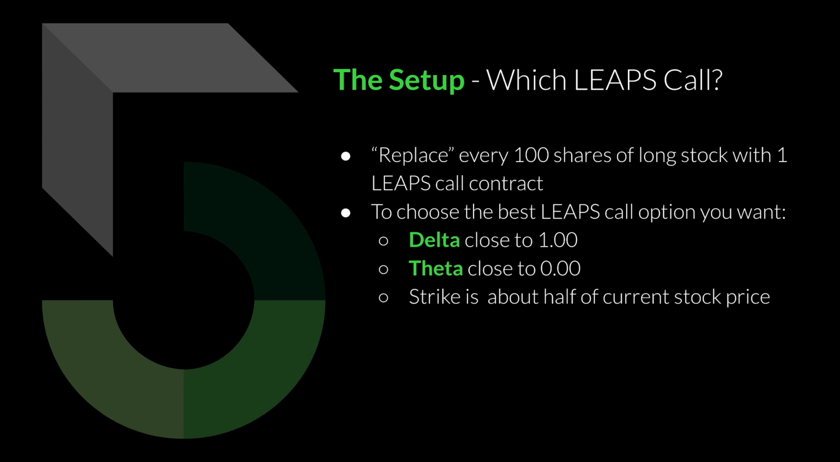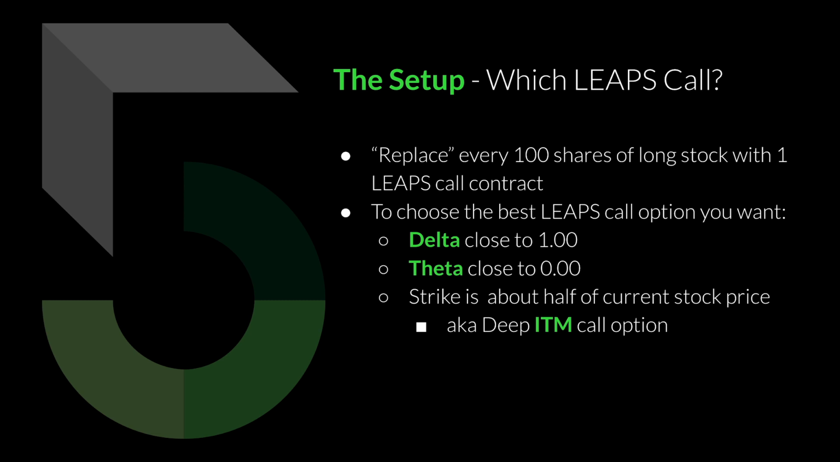Now, this strike is going to be about half of the current stock price. For example, if the stock is trading at $20, you're probably going to want a strike of $10. That's probably going to be your closest fulfillment of the delta and theta values. So basically, you are purchasing a very deep in the money call option. ITM means in the money.